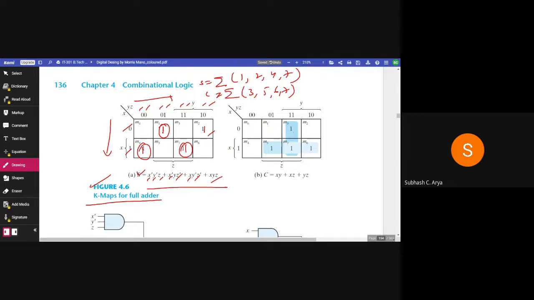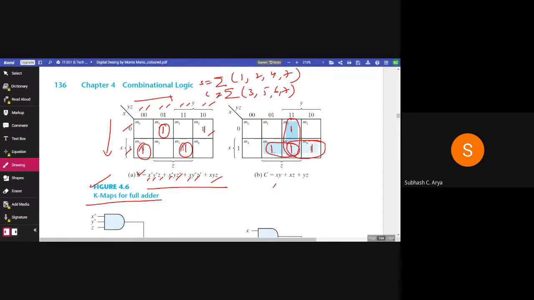However, for carry, let us see. Carry is 3, 5, 6, 7. And we can see here there is a possibility of minimizing because many ones are in the pair. So we make one pair here, we make one pair here. This one is left upper one, so we can make one pair here also. So 3 pairs.